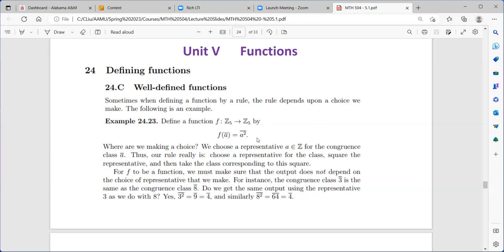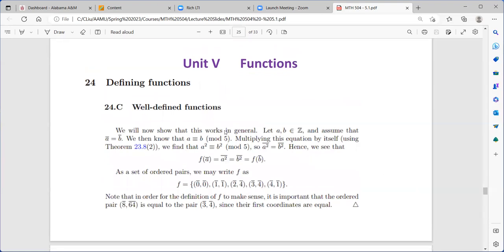60 is a multiple of 5. So we got 4 bar again. So they're the same class. So that means we got the same output using different representatives from this class in the domain. So this function is well defined, but it is also easy to prove it.